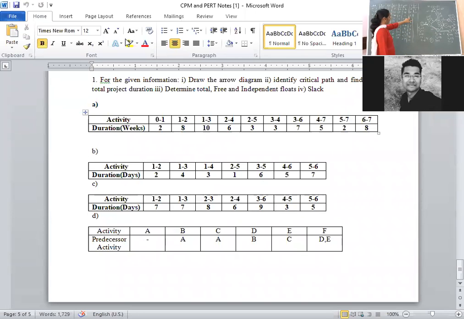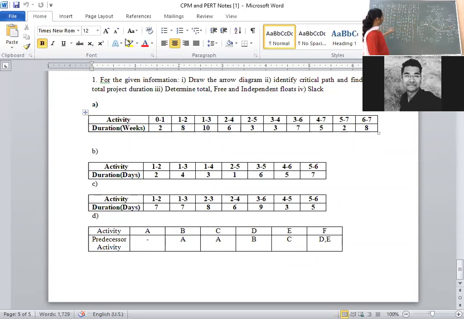Then for 1 to 3, that means head slack is 3. At node 3, what is the value of slack? It is 0. Here total float value is 0. 0 minus 0, 0. Next, here for 2 to 4, at node 4, what is the value of slack? It is 6. Here total float minus slack, that is 6 minus 6, 0. Next, for 2 to 5, that means node 5, what is the slack value? It is 12. Here total float minus node 5 slack, that is 12 minus 12, 0.